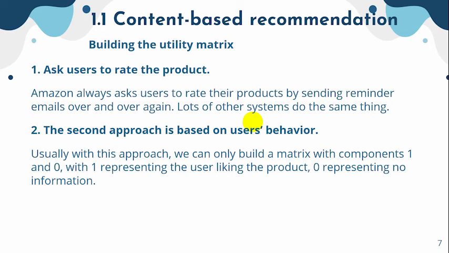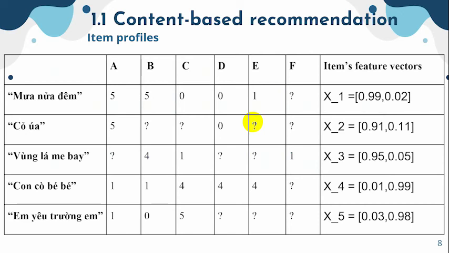Okay, so now how to build a utility matrix. We can ask the user to rate the product, like the way Amazon does. They send emails to their customers to remind them to rate their products. And the second way is based on users' behavior. You see our utility matrix now includes one more column called item feature vector.